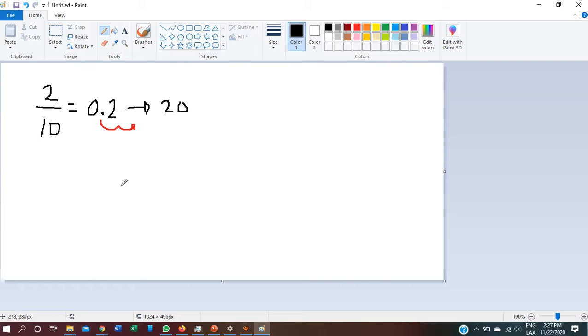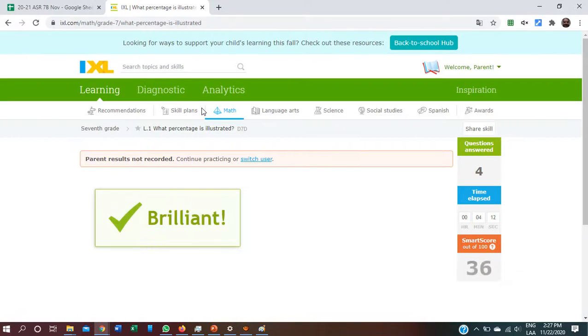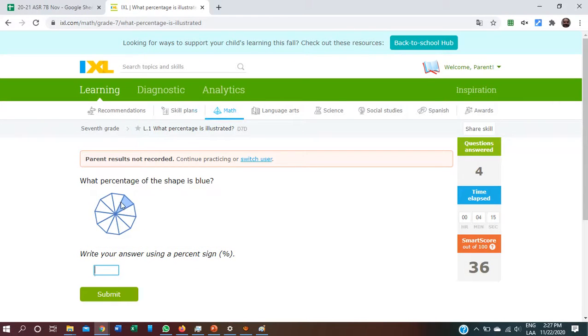I am going to do it just like this. If you want to move 1 space, 2 spaces, you need to fill the empty space with a 0, so it will be 20, and this is the percent number. So this is another way to solve it. So 20%. All right, in this one, it is divided in 10 sections, and only one of them is colored. So only 1/10, which equals 10%.